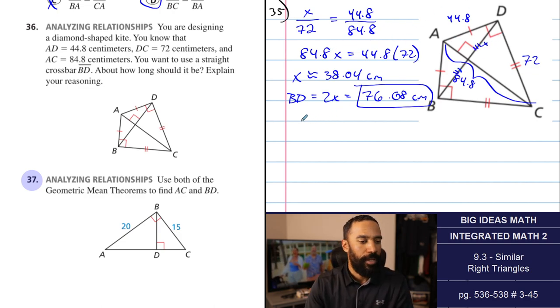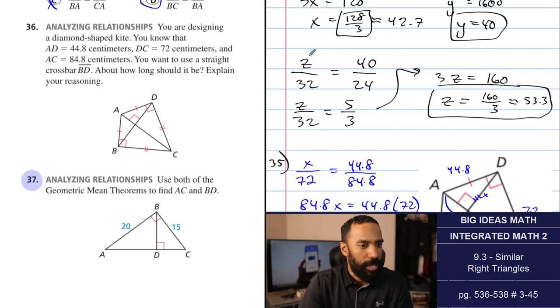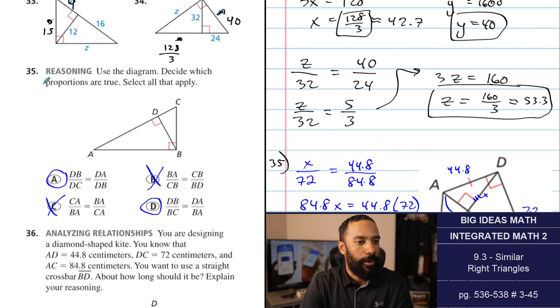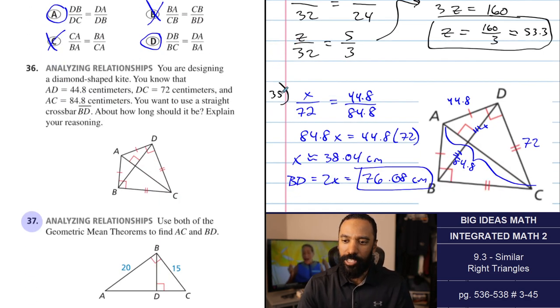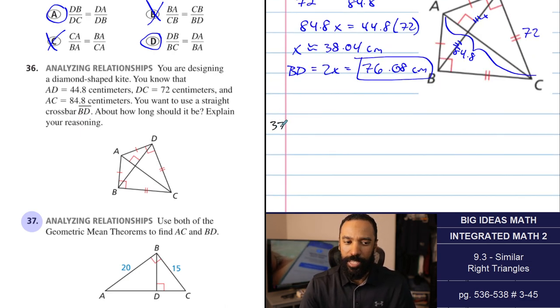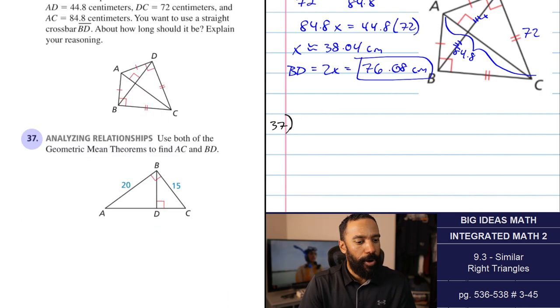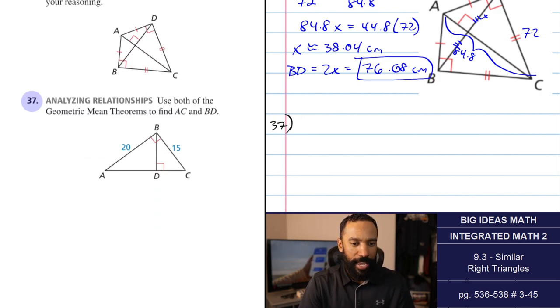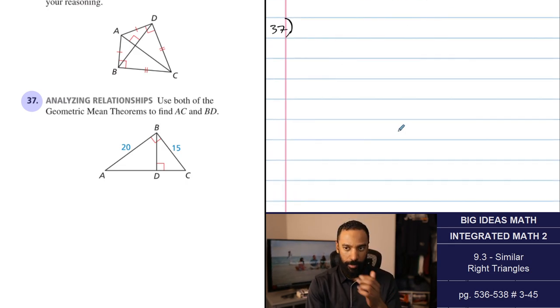That's my explanation. Okay, number 35. Did I skip a problem? Oh, that was 35. Okay, that was 36. So I skipped writing anything on this side for that other problem. That's okay. Number 37. Use both of the geometric mean theorems to find AC and BD. Okay, so this time I will actually use their theorem in play. They asked me to, and I'm going to. AC and BD.